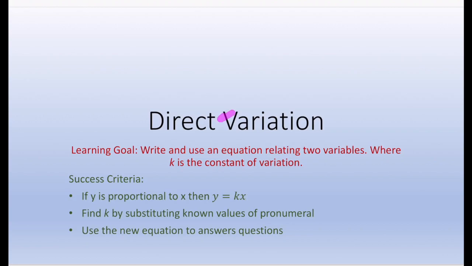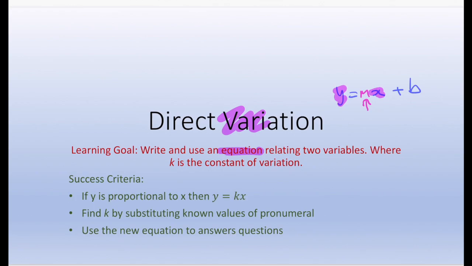Correct variation. And the learning goal is to write and use an equation relating to two variables. So most of the times we've looked at these two variables as y and x plus b, where m is gradient. So normally we've looked at it as y and x, but we're going to have two variables of any form, okay? So it could be c and w, I don't know, p and t, depending what it is.